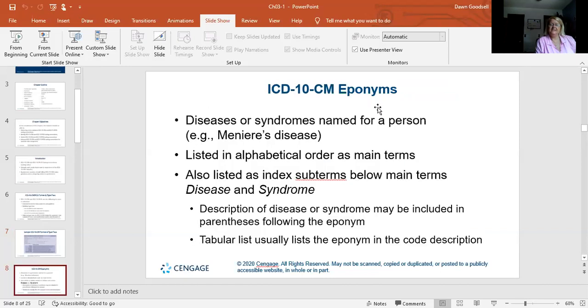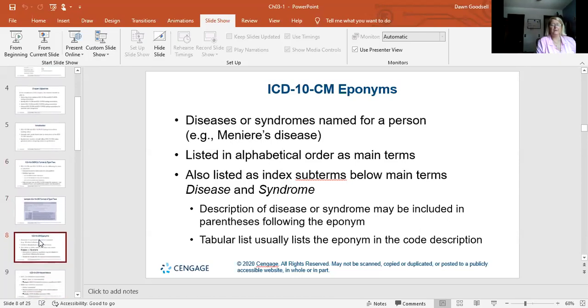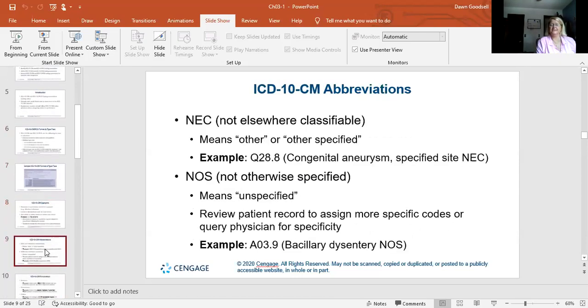ICD-10 eponyms means it's named by someone else. You can try using that as the main term in the alpha index, or, in the case of Meniere's disease, which is an ear condition, you can look at disease and then go down to Meniere's, but you can also find it under Meniere's as well. Bell's palsy can be found under Bell's and palsy both. So there are ways of looking them up by both words.